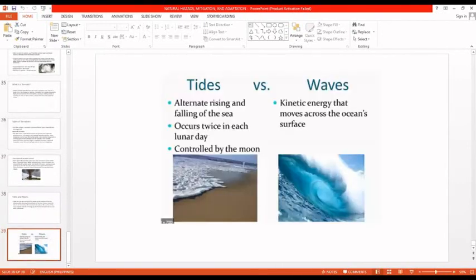So that is the difference between them. Tide is controlled by the moon, especially for those who live near the sea or coast. You notice that during new moon or full moon, we have the highest high tide and the lowest low tide because of the moon's gravity pulling. Then the wave, in the right picture on your screen, is influenced by the wind. The stronger the wind, the bigger the waves that form.